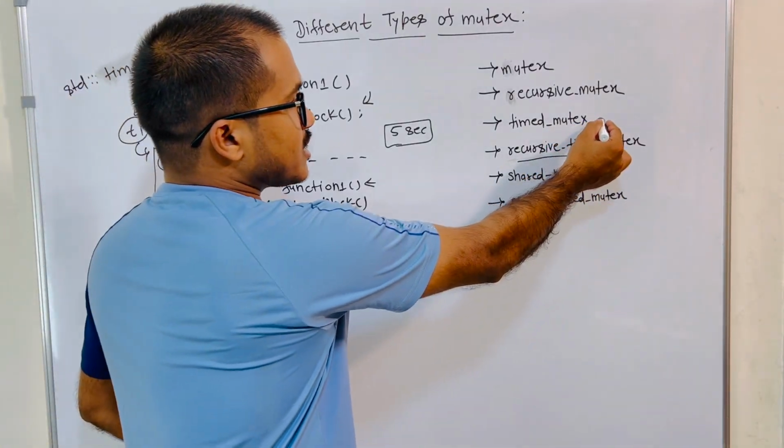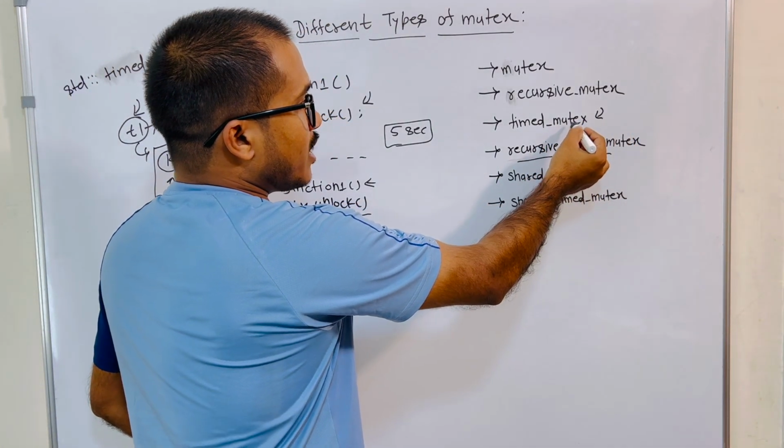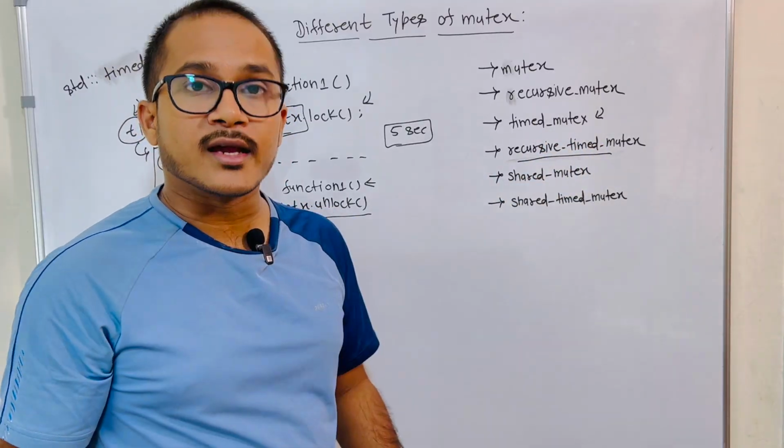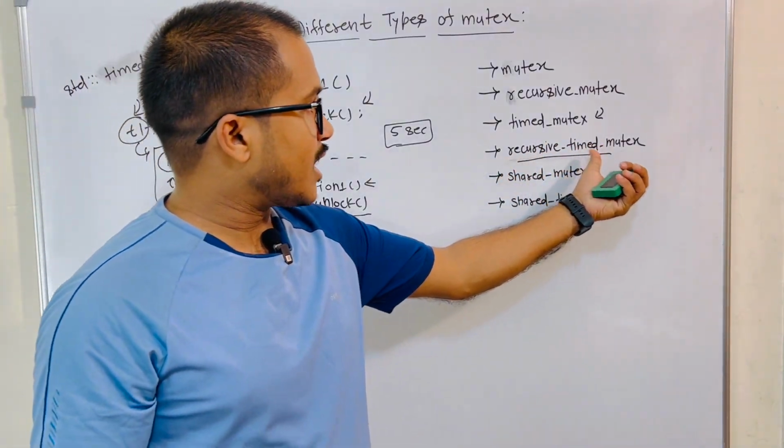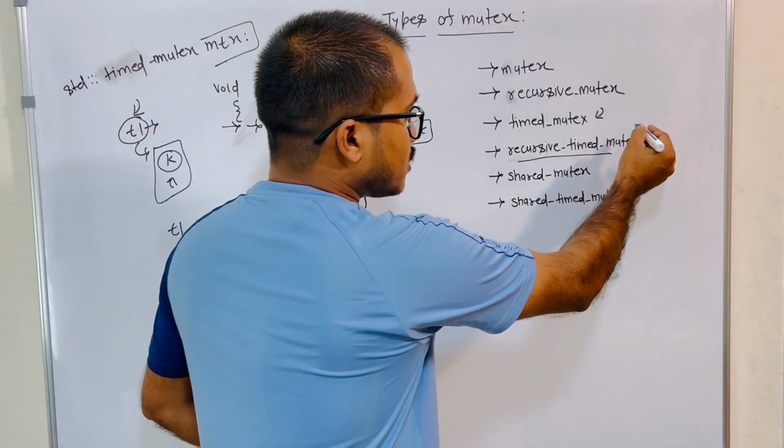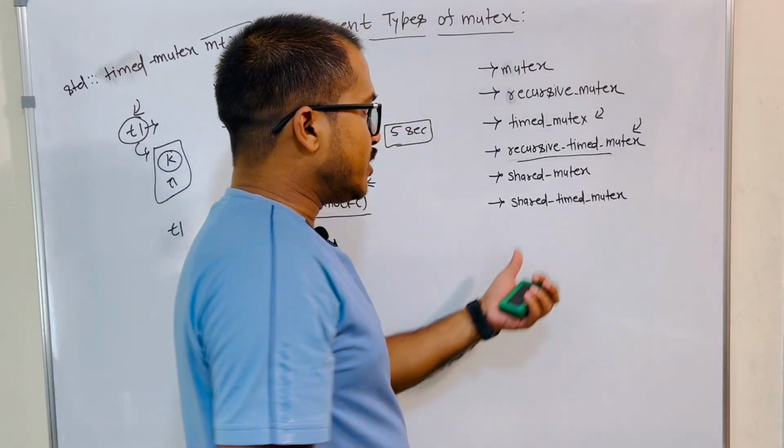So in case of timed mutex, I'll have some kind of timeout, but I will not be able to lock the mutex recursively. But in case of recursive timed mutex, I'll be able to lock the mutex recursively with timeout functionality.